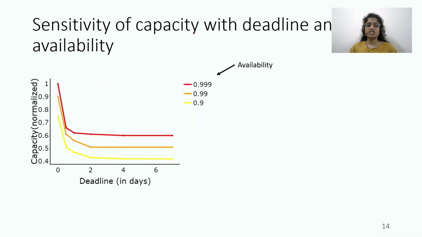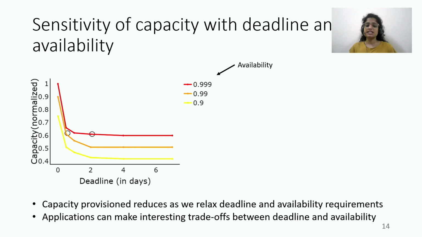So in the next slide, I show how the capacity provision varies with deadline and availability. As expected, capacity provision decreases as we relax the deadline and the availability requirement. There are also interesting trade-offs, such as a demand with a deadline of 2 days and an availability requirement of 3 nines requires similar capacity provisioned as a demand with a deadline of 12 hours and an availability requirement of 2 nines. Applications can hence make interesting trade-offs between deadline and availability.